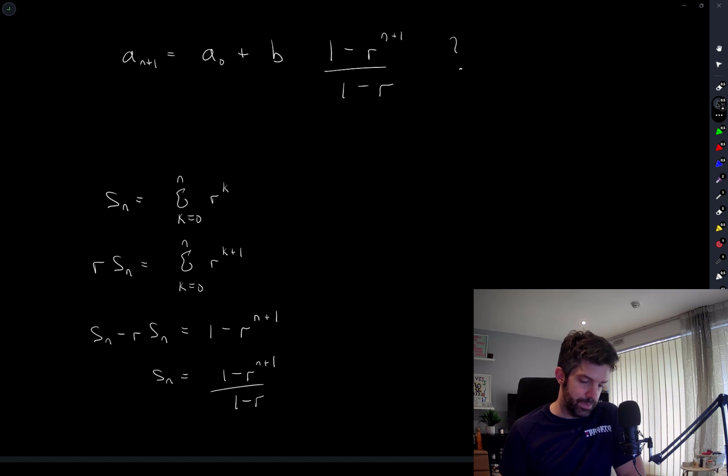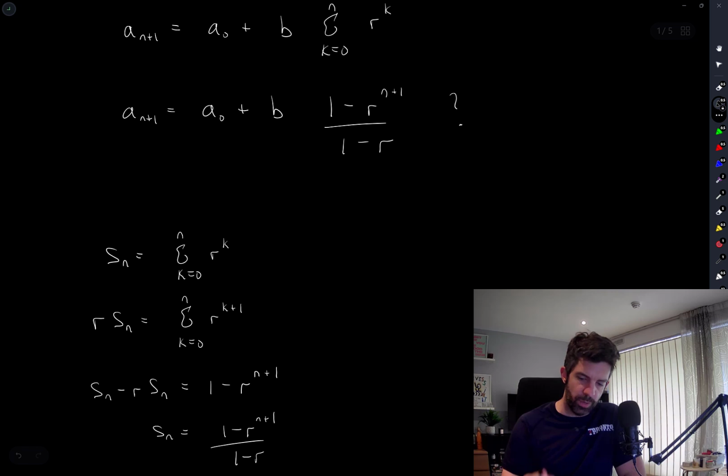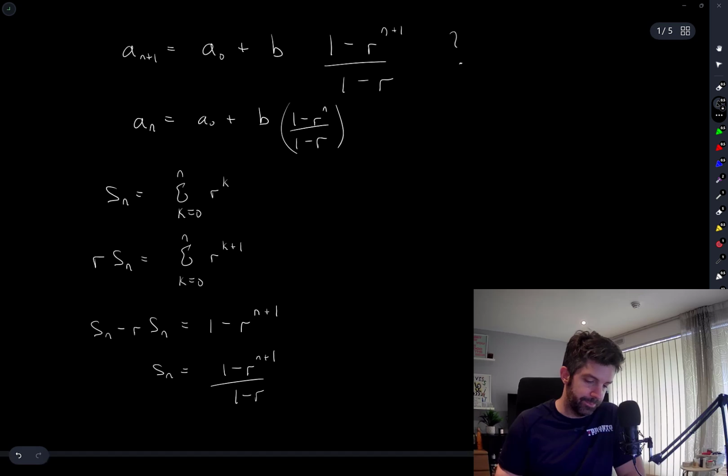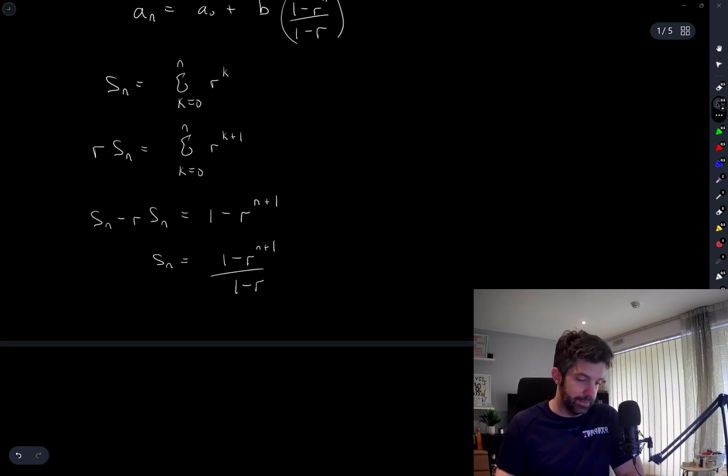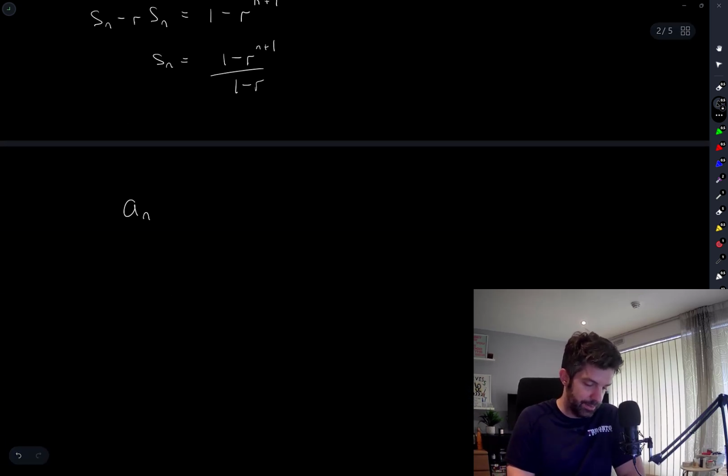All right, so now, because we're asked in the question for a formula not for a_{n+1}, but a formula for a_n, I'm just going to rewrite this as a_n is equal to a0 plus b times 1 minus r to the n over 1 minus r. And at this point, it's really just about simplifying this.